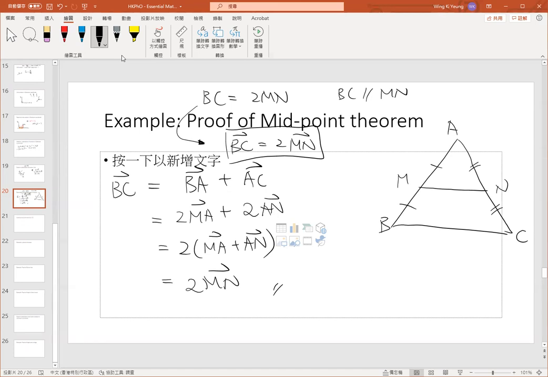So that means sometimes if you want to show that two lines are parallel to each other, vectors may be a very useful tool. It can simplify your work. You can compare the proof using vectors to the proof using the simple triangle. Okay, we have done the proof. Then let's move on.